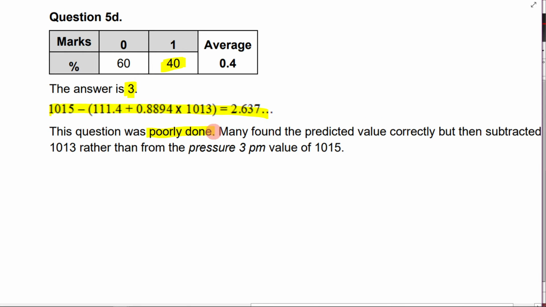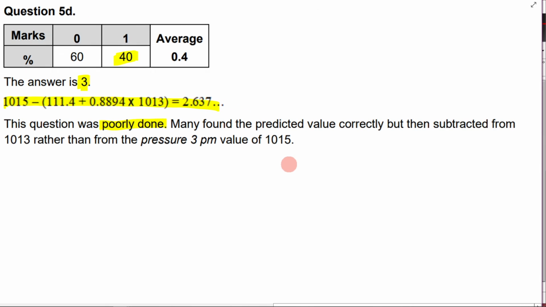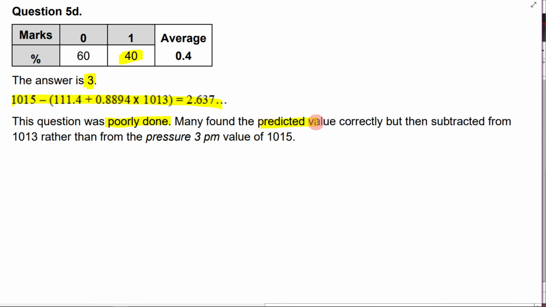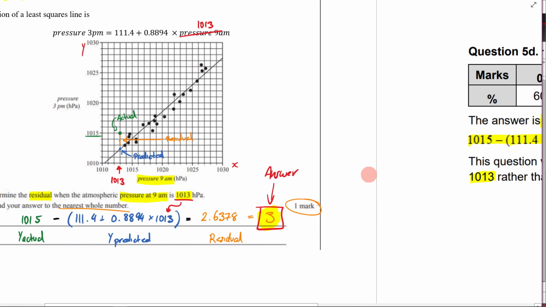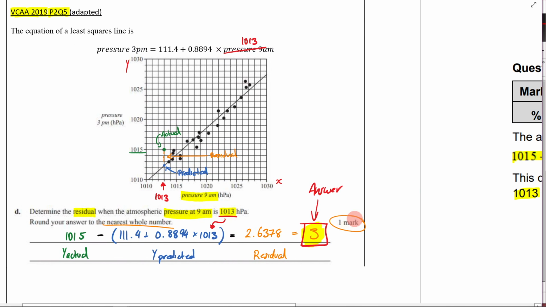This question was poorly done. And why was it poorly done? It tells us. Many found the predicted y correctly, but then subtracted from 1013 rather than from the pressure at 3 p.m. value of 1015. So they subtracted away from the wrong thing. They should have taken this and subtracted away the predicted, but instead they did it from that. So I'm not quite sure what happened there. It's a common mistake, so don't do that. Make sure you understand the working and are able to do a question like this. And remember, 1 mark, they just want to see that answer.